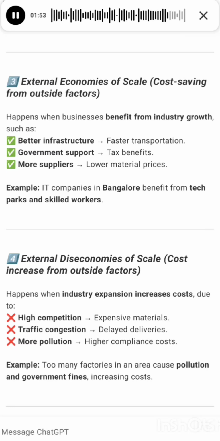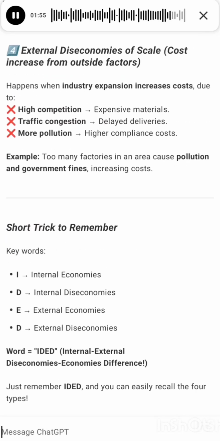Short trick to remember. Keywords: I, internal economies; D, internal diseconomies; E, external economies. Word equals IDED: internal, external, diseconomies, economies, difference. Just remember IDE and you can easily recall the 4 types.